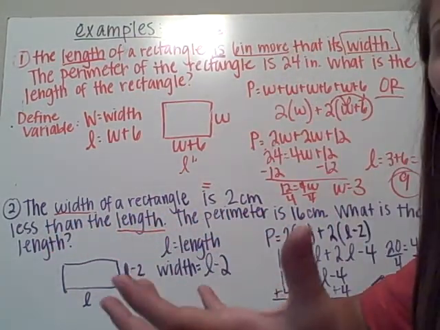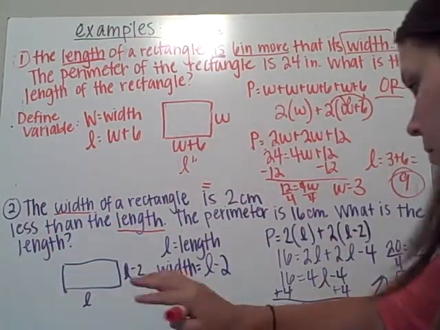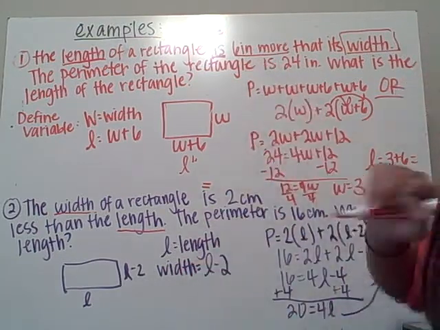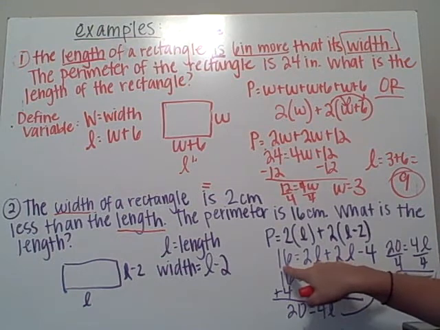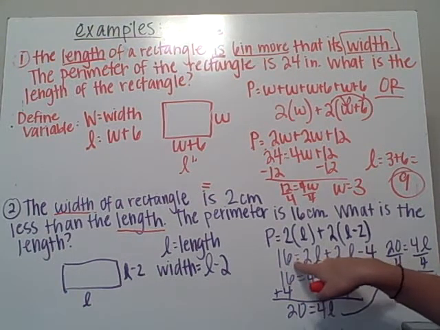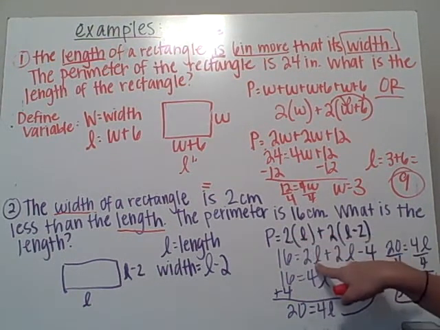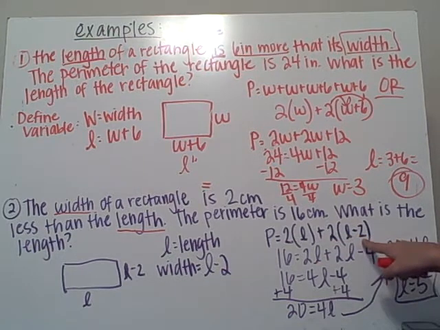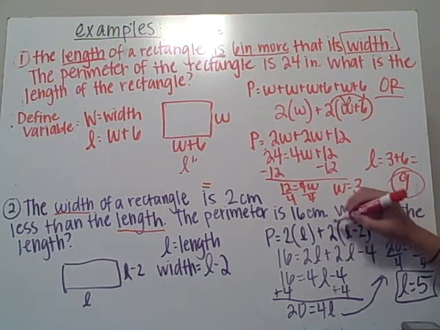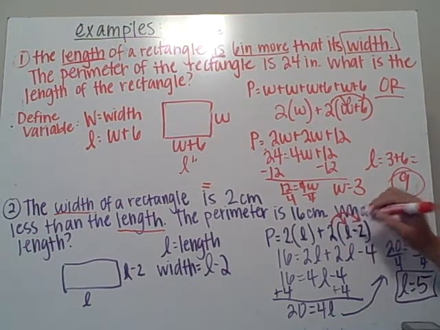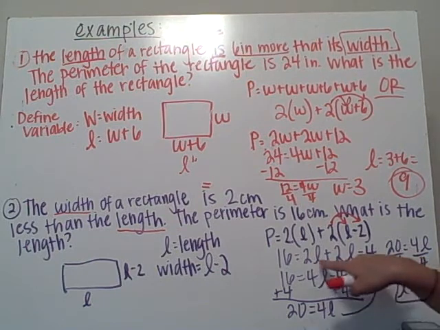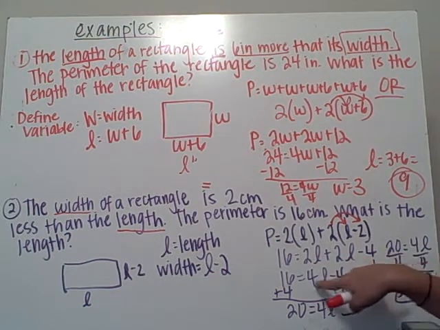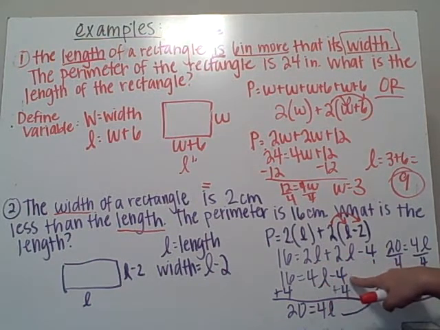So we have our length and we take 2 away from it. Just like in the previous problem, we add up all the sides for perimeter. Perimeter is 16 equals 2 times the length plus 2 times the width. Well, the width is L minus 2, so I distribute here, and I get 2L minus 4. Combine like terms. 2L plus 2L is 4L minus 4.